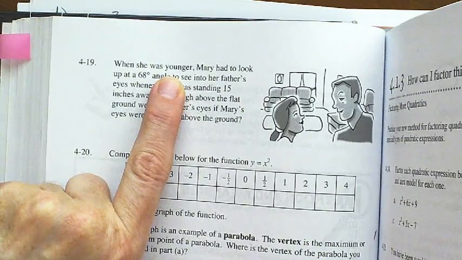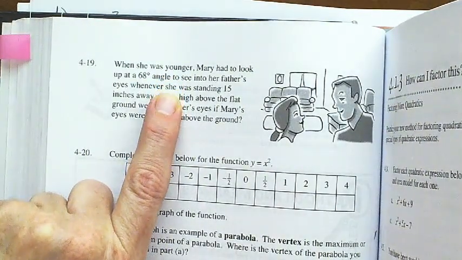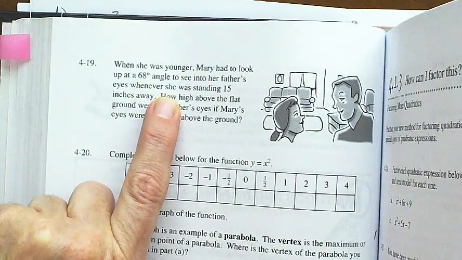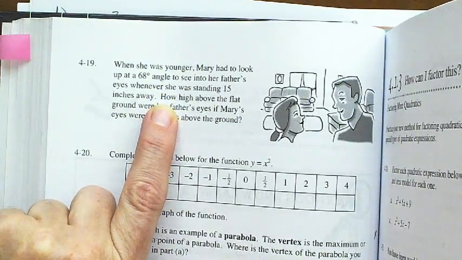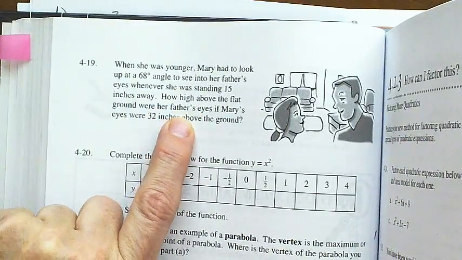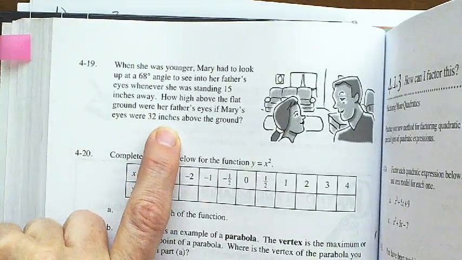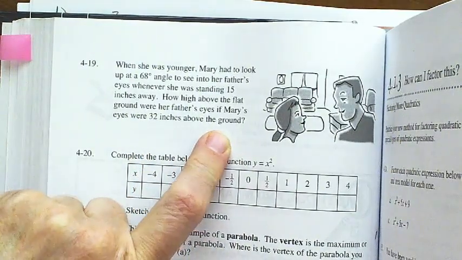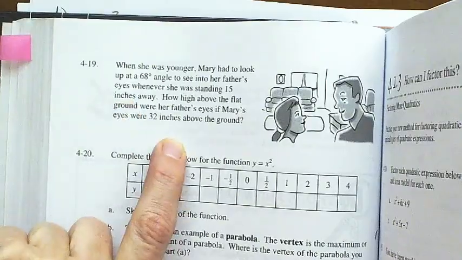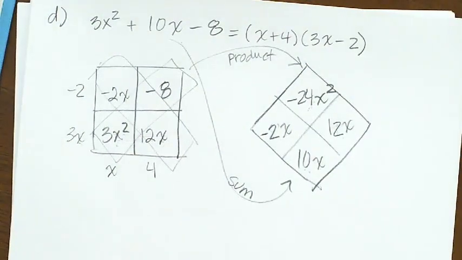Okay, when she was younger, Mary had to look up at a 68-degree angle to see into her father's eyes whenever she was standing 15 inches away. How high above the flat ground were her father's eyes if Mary's eyes were 32 inches above the ground? So this is nice. We're talking about inches. You don't have to do any changing of dimensions. Let's draw a picture.